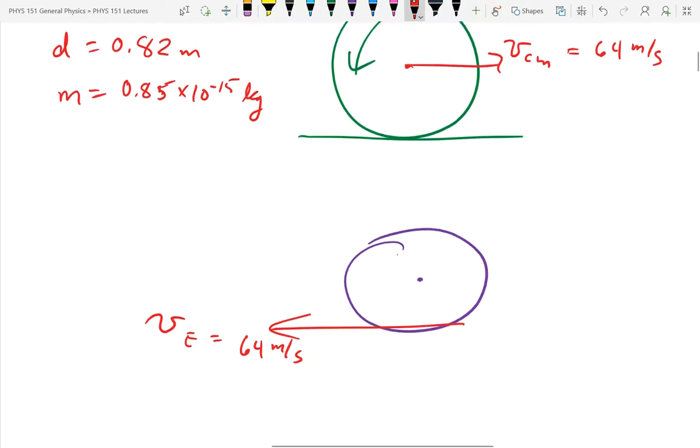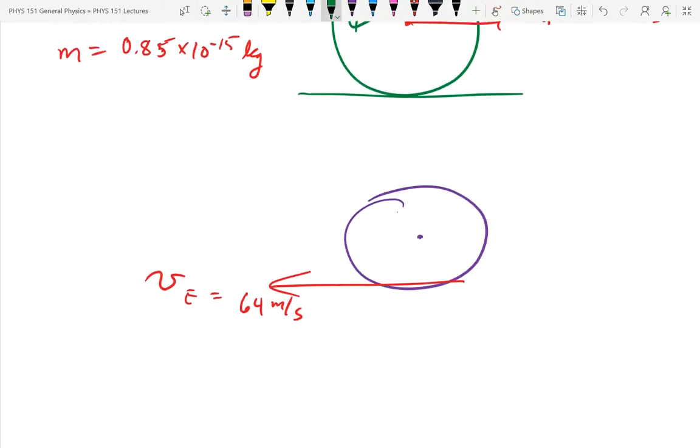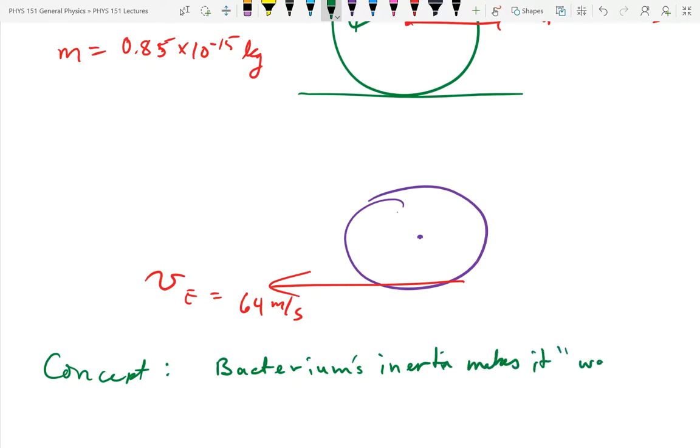So my concept, really, if I was going to write this like I do on a test, my concept would be: bacterium's inertia makes it, quote, want to. I put quote because, of course, it's not really anthropomorphizing if it's a bacterium because it has life, but you know what I mean. Makes it want to go straight because inertia is certainly not life.